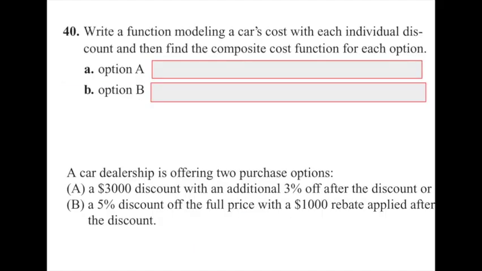A car dealership offers two purchase options: a $3,000 discount with an additional 3% off after the discount, or a 5% discount off the full price with a $1,000 rebate applied after the discount. So set up two functions there.